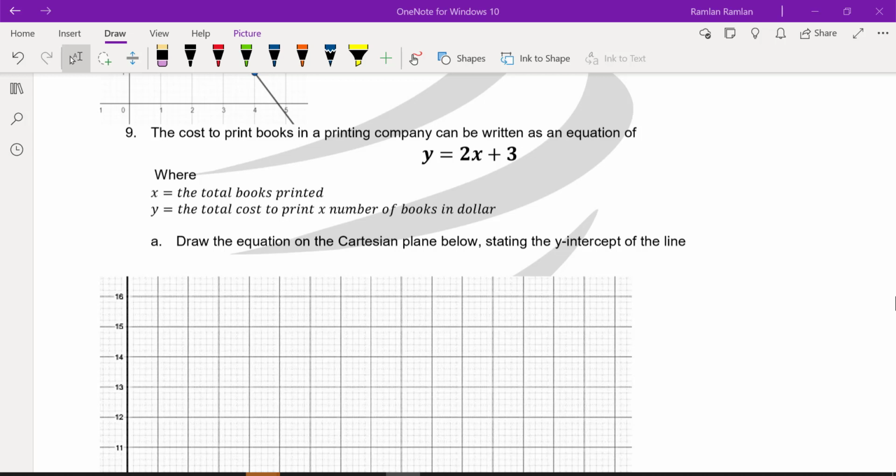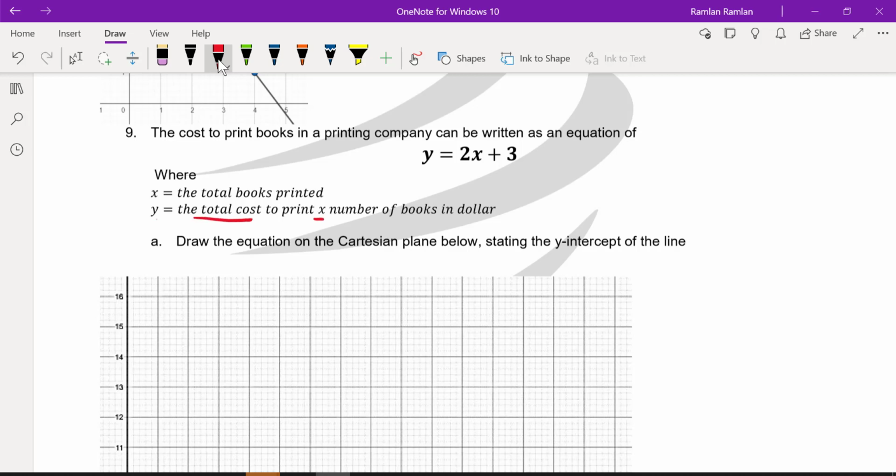Okay, so this is going to be the last question for this review. Let's read it together. The cost to print books in a printing company can be written as an equation of y equals 2x plus 3, where x is the total books printed. This x is the input, the number of books that you want to print, and then the y value is the total cost to print x number of books in dollars.